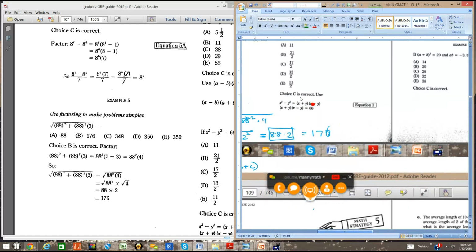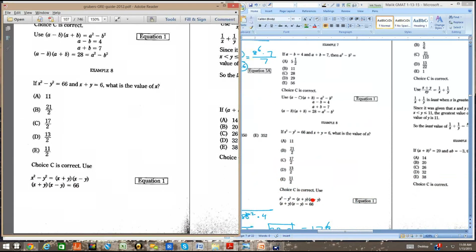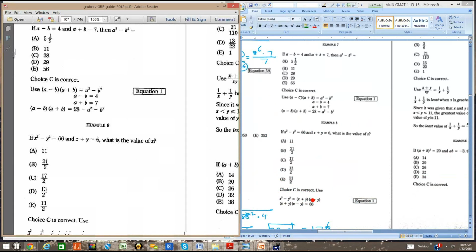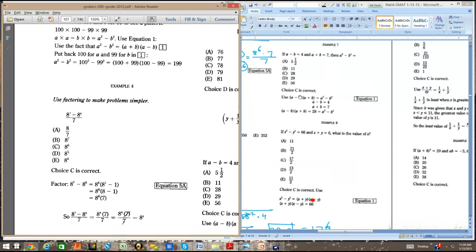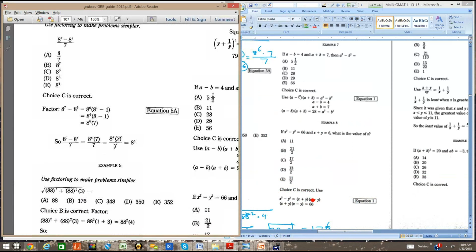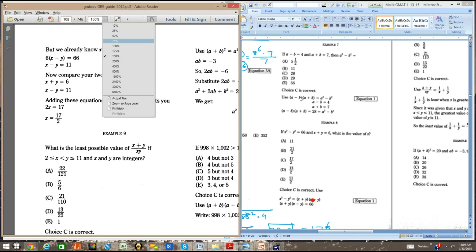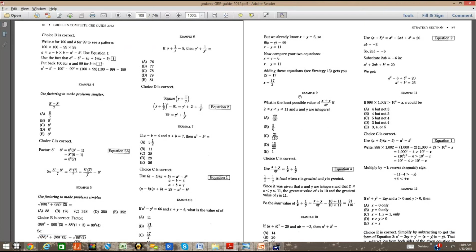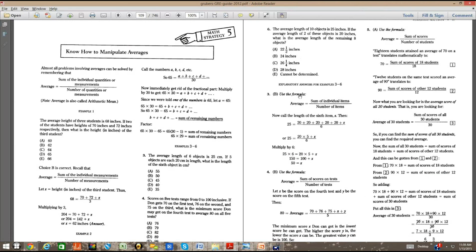Next thing is, okay, this example. We kind of covered that in the other question. I'm going to skip that. We did that. I'm going to skip some things here. I'm going to go to a different page.